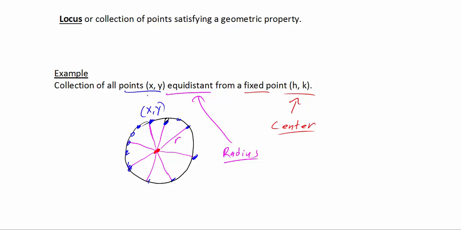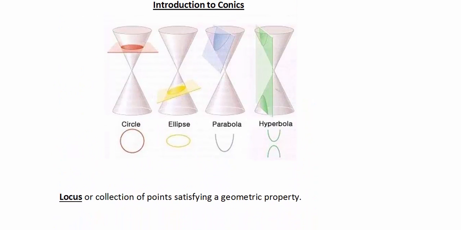So this is an example of how we can describe this circle by using this description here, this locus or collection of points. The other way is up here, where we looked at the cone. We could describe it as the intersection, and this intersection gives us the circle if we cut straight through the cone.